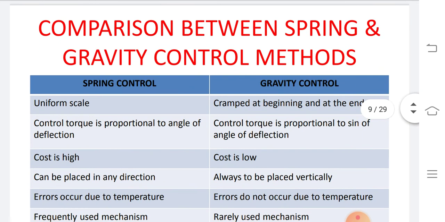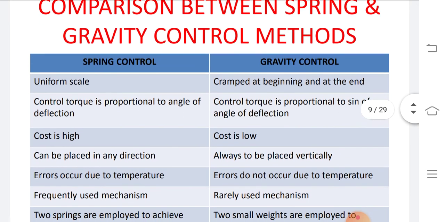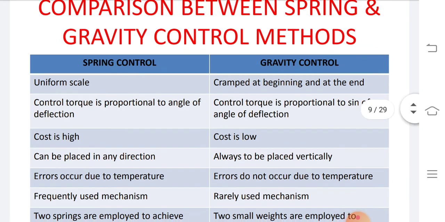Coming to the comparison between those two methods, that is, the spring control method and the gravity control method. The spring control method possesses uniformity in scale, whereas gravity control follows a non-linear relationship such that the scale is cramped at the beginning and at the end. In the spring control mechanism, the controlling torque is proportional to the angle of deflection, whereas in the gravity control method, it is proportional to the sine of the angle of deflection.